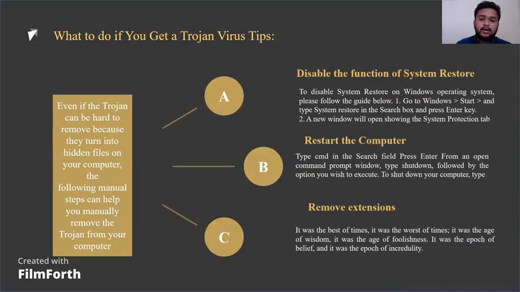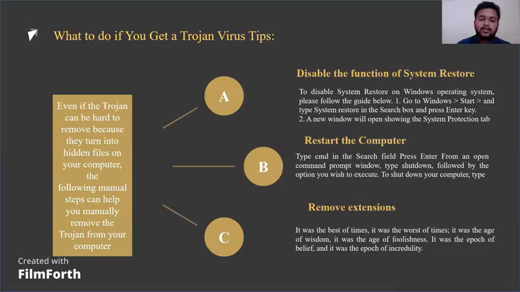Now we will turn to what to do if we get a Trojan: tips. As a Trojan is effective and dangerous for our device, we also have some methods to clear the Trojan. We will see how to get rid of it. First thing, disable the function of system restore. To disable this, we should go to Windows settings and disable it. Second thing, after this, restart the computer.